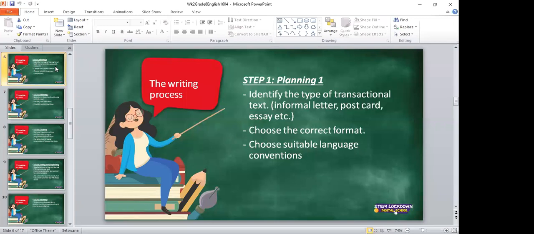That's step 1, which is planning. That is where you identify the type of transactional text. You remember that, right? Then you choose the correct format, and you also choose the suitable language conventions.